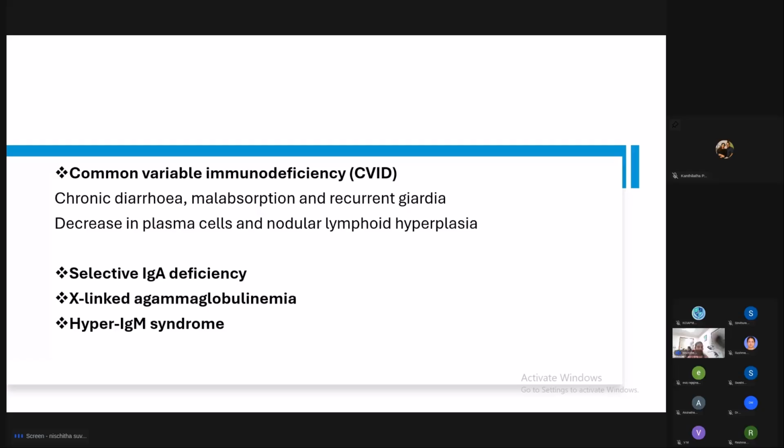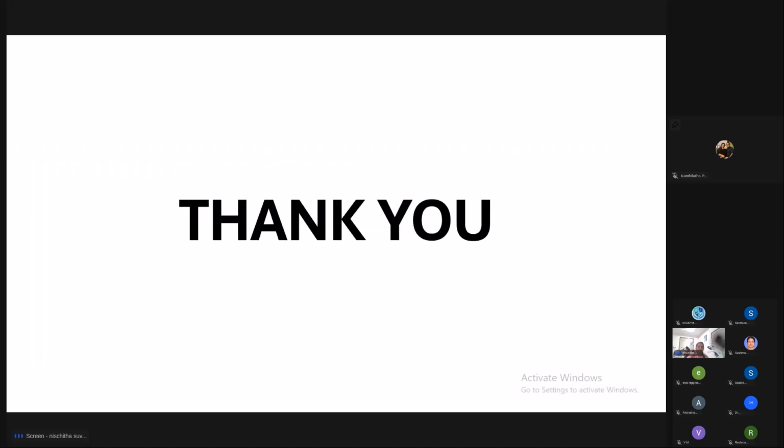Giardiasis is ideally diagnosed by stool examination, that is microscopic examination to demonstrate trophozoites and cysts. But in case the stool examination is negative, then histopathological examination is the gold standard. It is the presence of these organisms on the surface which makes the diagnosis. Thank you.